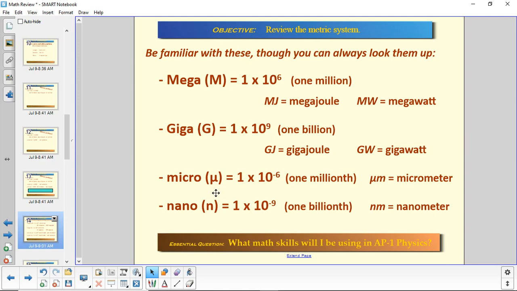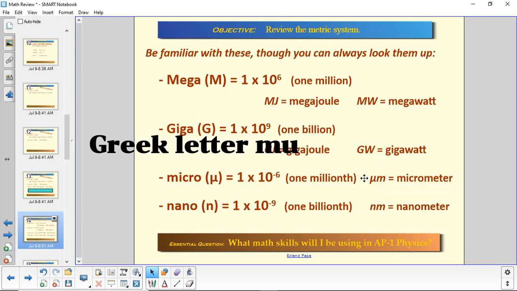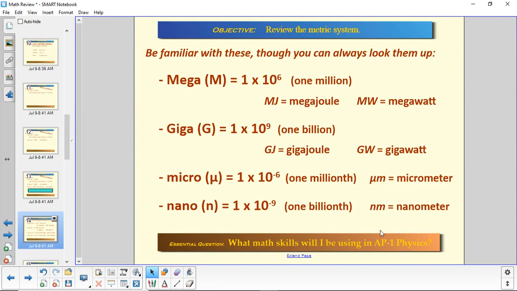The weirdest one here is the micro. It's slipping my mind what Greek letter that is, but you'll see that in abbreviations. That means a micrometer and nanometer. Okay, those are nice to know. You should be familiar with them, but you don't have to have them memorized.